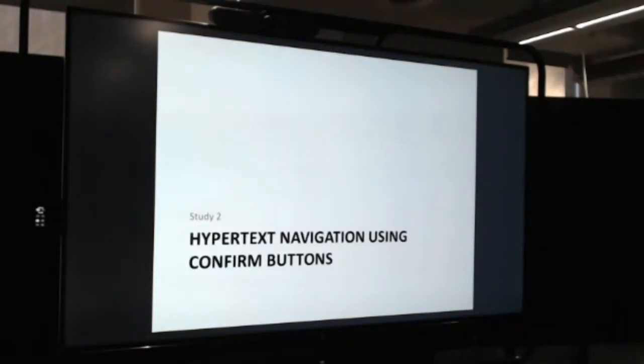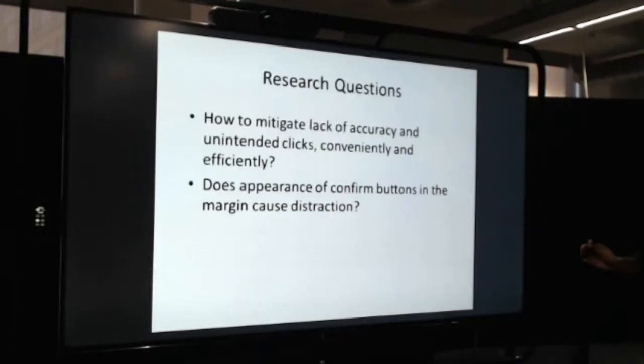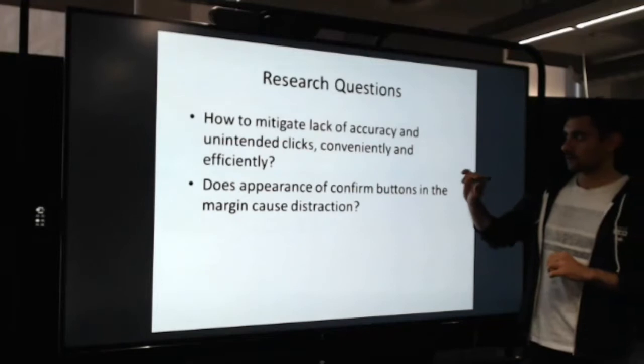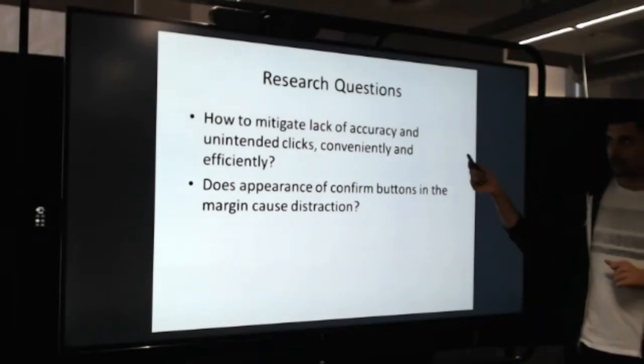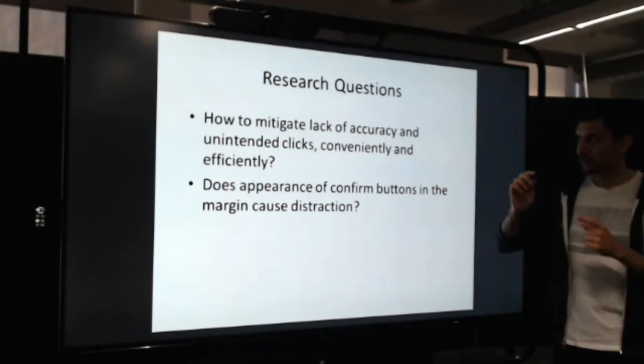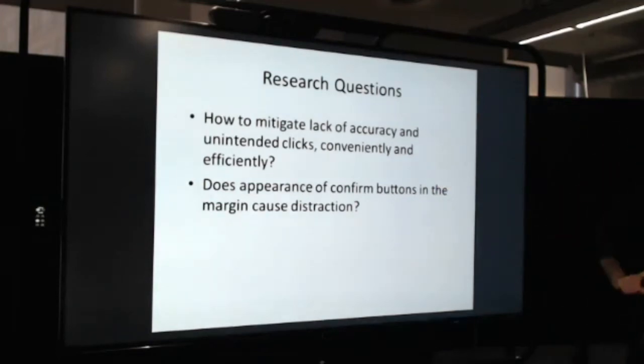Based on the results, we went back to the concept that we had worked on and then tried to come up with a few options for how we wanted to now work on a web browser. The research question we framed for this was, in the context of a web browser, how do we apply those findings to deal with the lack of accuracy and unintended clicks, in a way that is convenient and efficient as well.